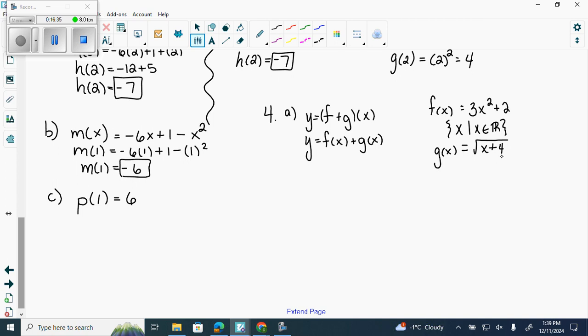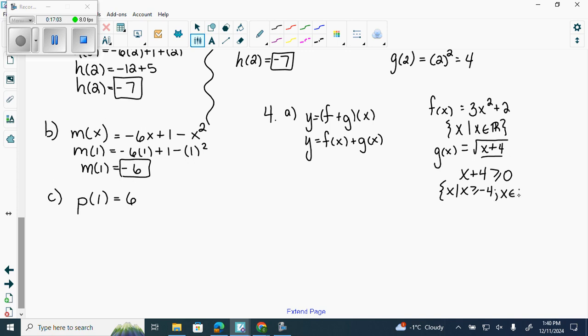What's underneath here is greater than or equal to 0. Greater than or equal to, because what's underneath this radical has to be greater than, but it can also be equal to 0, correct? It just can't be negative. So our domain is going to be x is greater than or equal to negative 4.